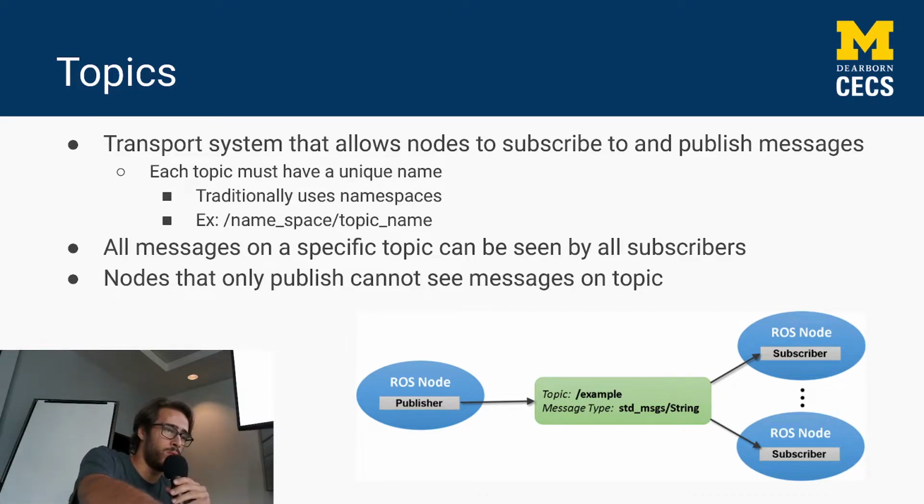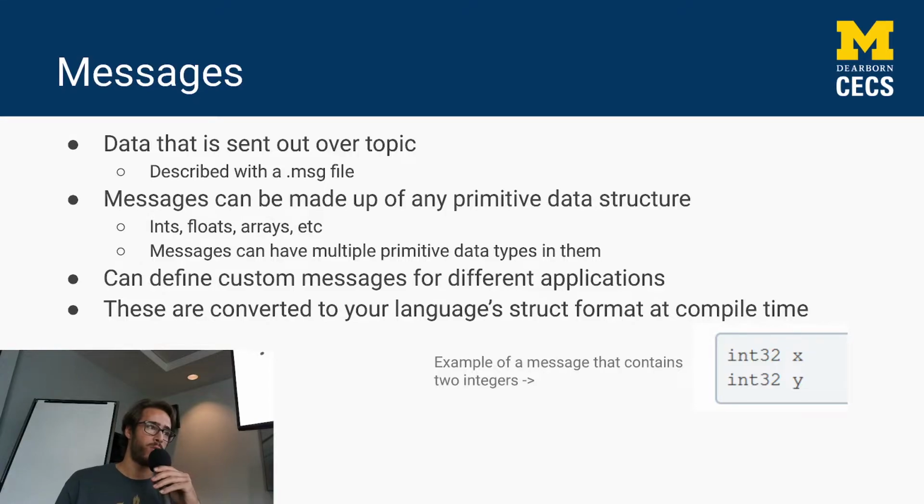So the way that we send data back and forth is through messages. Messages are just data that's sent out over a topic. It's traditionally described with a .msg file. So if you look inside a ROS workspace, which we'll get into a little later on in this set of tutorials, you'll see .msg files that will describe different messages that will go out over different topics. And if you want to publish on a topic, you have to adhere to that specific rule set.